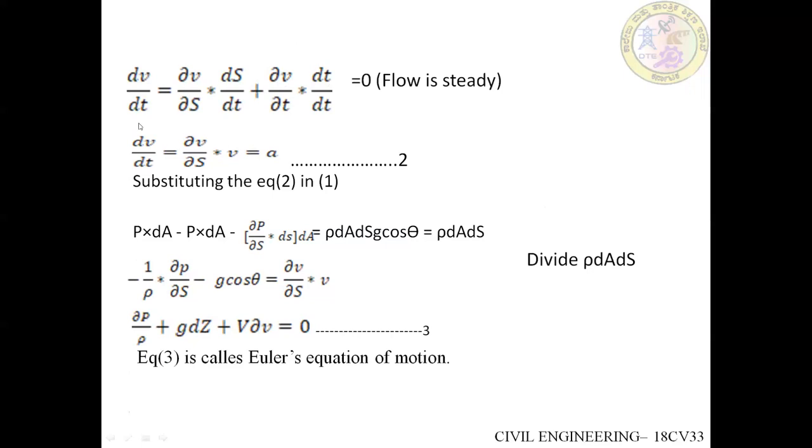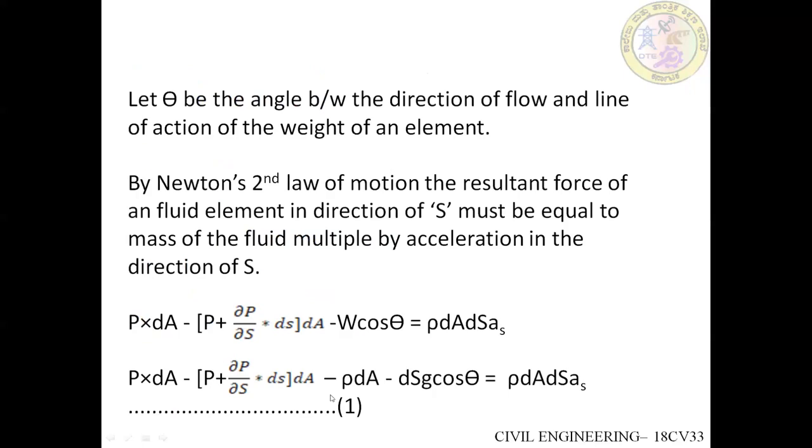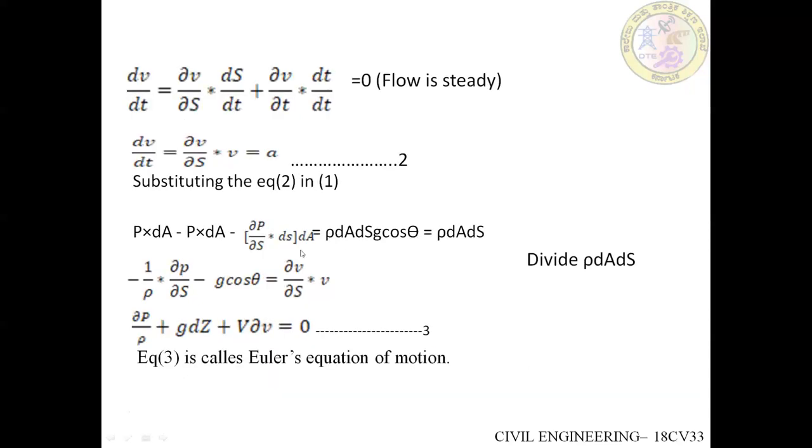And we will get dv by dt equals dou v by dou s into, instead of ds by dt, this is nothing but rate of change of displacement, we can rewrite it as v, which equals A. Okay. Substituting this equation 2 in equation 1. In this equation 1, if you substitute the value of AS here, you will get this equation.